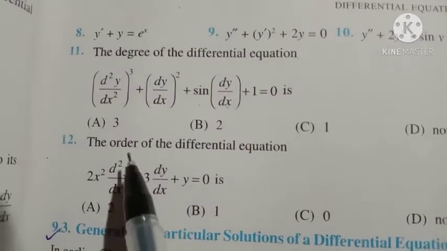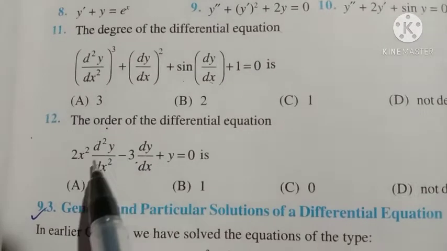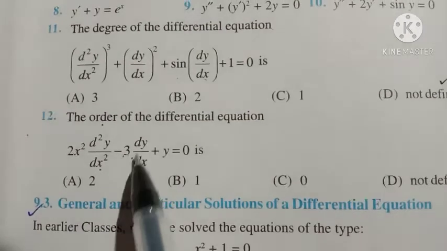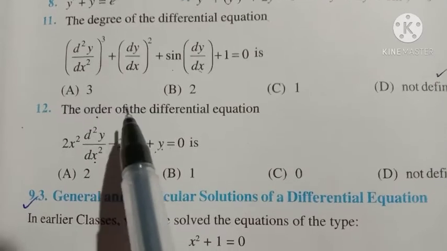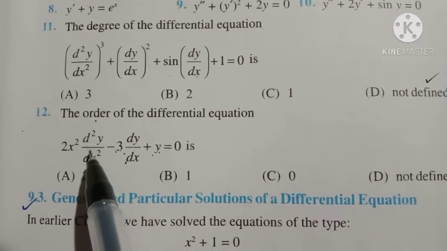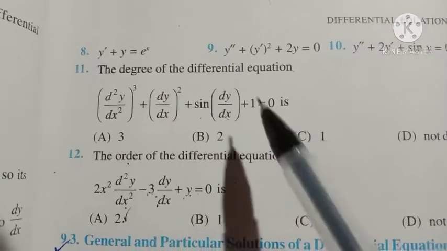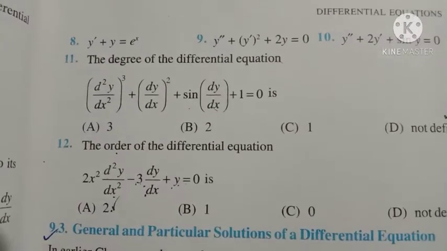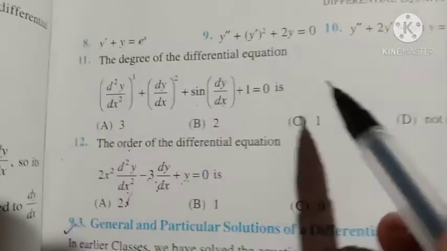Now, what is the order of this differential equation? 2x square d square y by dx square minus 3 dy by dx plus y equal to 0. Order means what is the highest derivative? Here highest derivative is d square y by dx square. So order is 2. So in this manner we can define degree and order of any given differential equation. So exercise 9.1: copy down all the questions and try to find their answers.